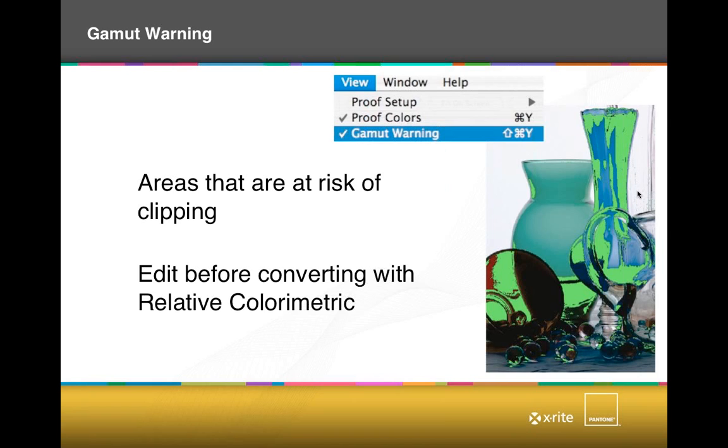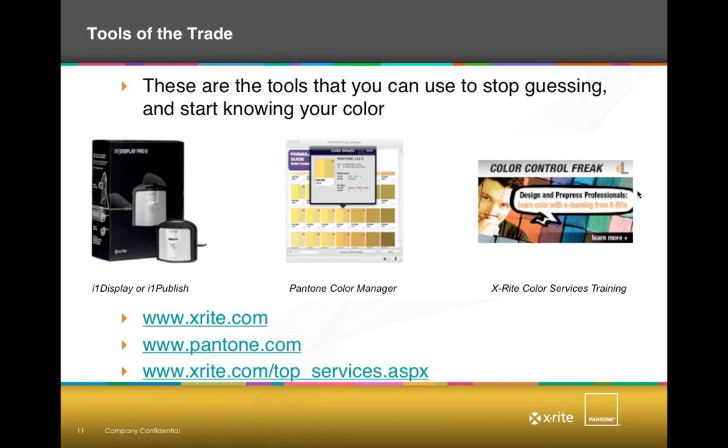So in this case, a little bit of judicious editing in Photoshop will bring those areas down to the point where they don't really matter from a subject standpoint. And you want to do your editing before you do any sort of conversion to different rendering intents like relative colorimetric or absolute colorimetric, if you will.